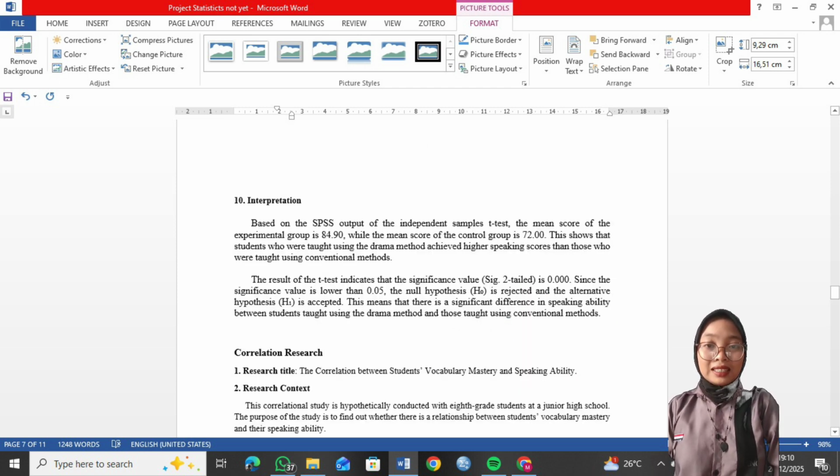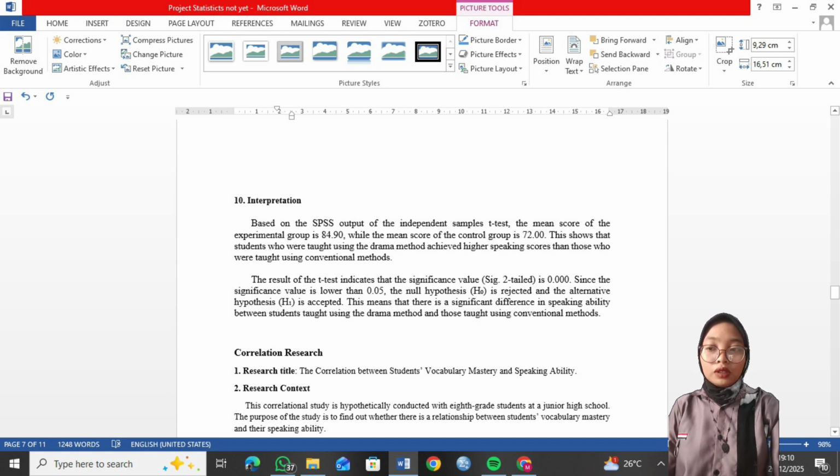Now, let's see the interpretation in experimental research. Based on the SPSS output of the independent sample t-test, the mean score of the experimental group is 84.90, while the mean score of the control group is 72.00. This shows that students who were taught using the drama method achieved higher speaking scores than those who were taught using conventional methods. The result of the t-test indicates that the significance value is 0.0.